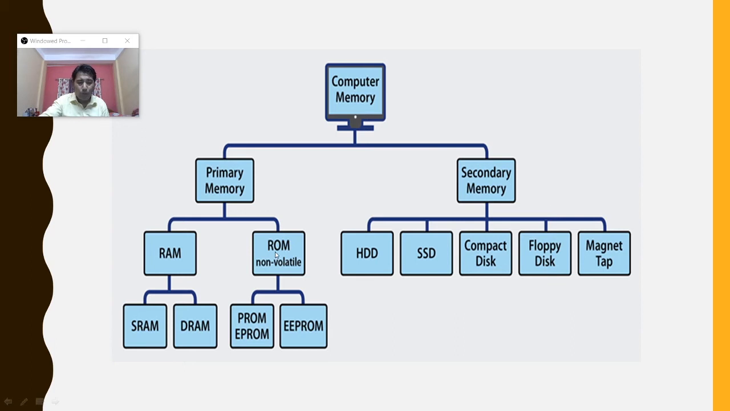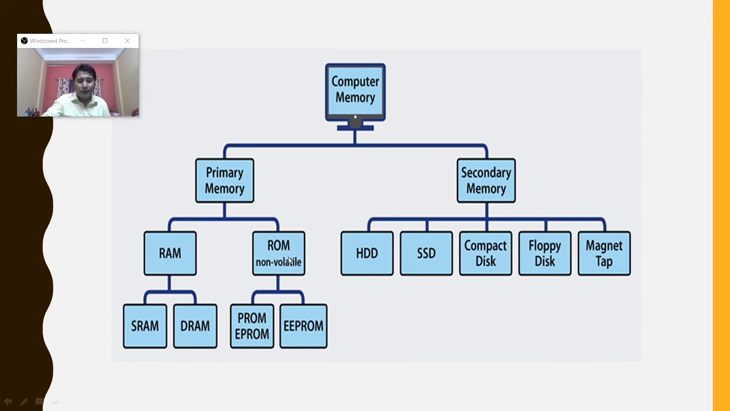Now let us see ROM. ROM means read-only memory. It is non-volatile. As we go further with the content, I will explain what non-volatile actually is. There are three types of ROM, that is PROM, EPROM and EEPROM.